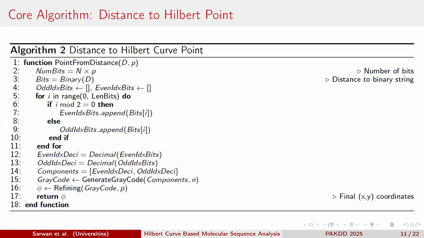So here is our core algorithm that ties everything together. We take the distance, convert it into binary, separate even and odd bits, apply gray code transformation, and refine the coordinates to get our final XY position on the Hilbert curve. This algorithmic approach ensures consistency and reproducibility across different sequence types.